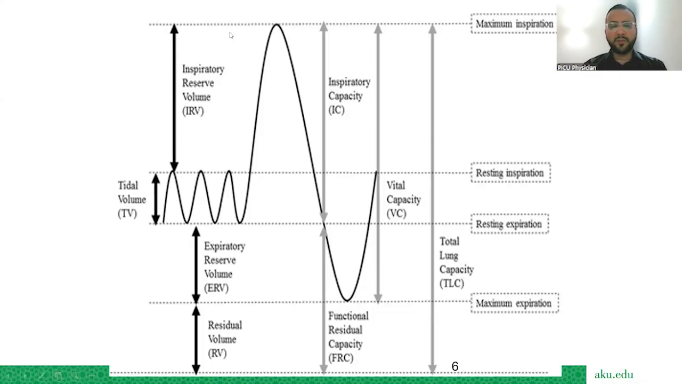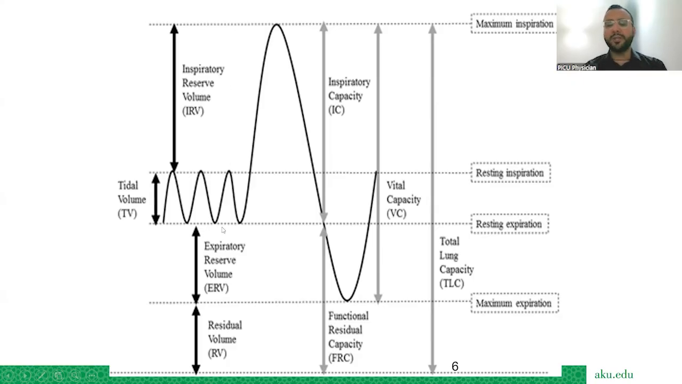Here, the term is inspiratory reserve volume. On top of tidal volume, if you inspire forcefully, then you will be able to add some more volume into the lung. So at the end of inspiration, you will have some extra added volume other than the tidal volume. That is called inspiratory reserve volume. If you add both of these, the tidal volume and the extra inspiratory air that you have accumulated with extra effort, it is called inspiratory capacity.